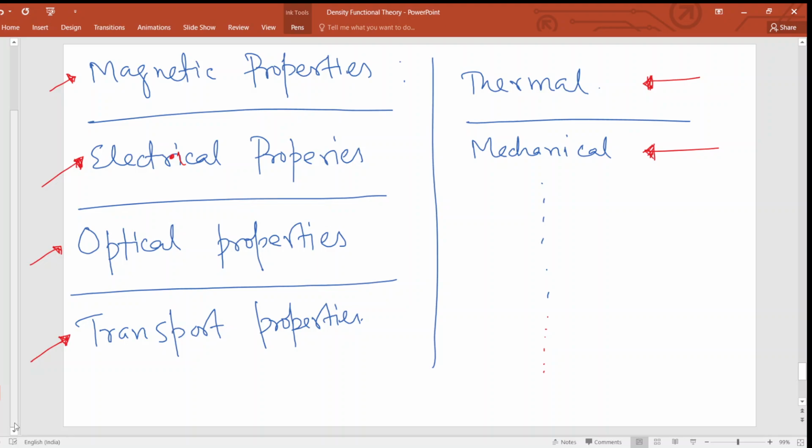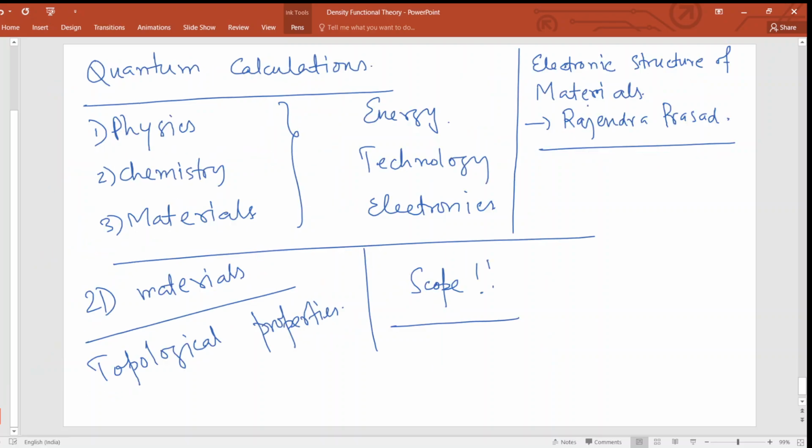For example, if I want to know the thermal transport, or transport properties, then I probably have to apply some external excitations. The system will be a little bit non-equilibrium in that case. So that is a little bit different, but overall the idea is the same.